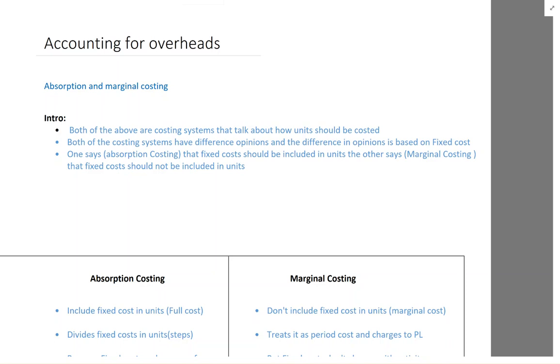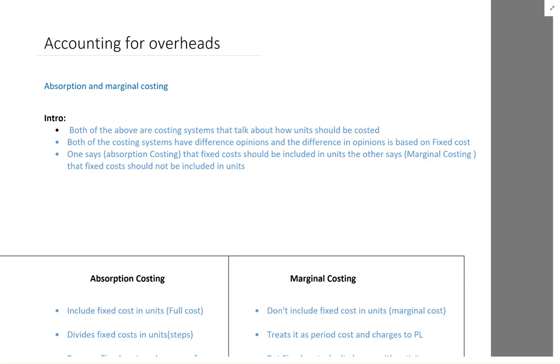So in absorption costing, we use something called full cost. Full cost is variable cost plus fixed cost of unit. So what we do with the fixed cost, we take the total fixed cost, we divide it into units. So we find cost per unit. We will see that in a minute. So absorption costing says fixed costs should be included in units. Whenever we have cost of our product, the cost should be full cost.